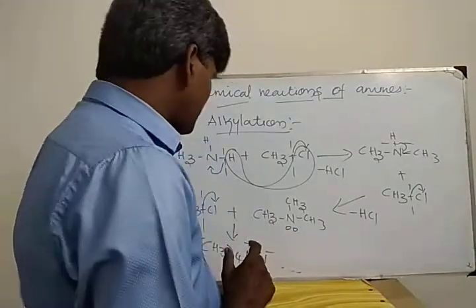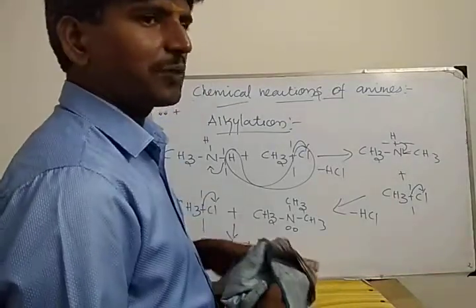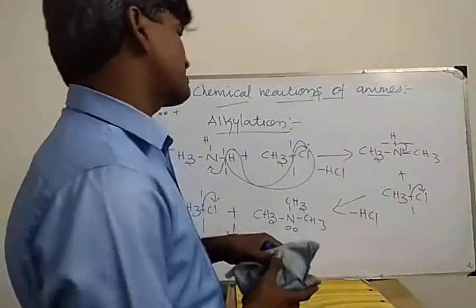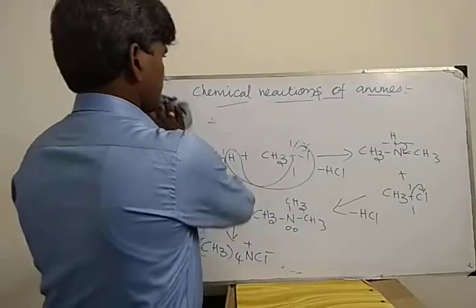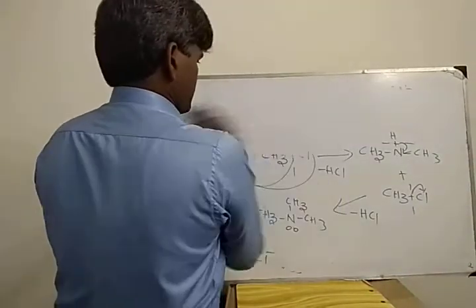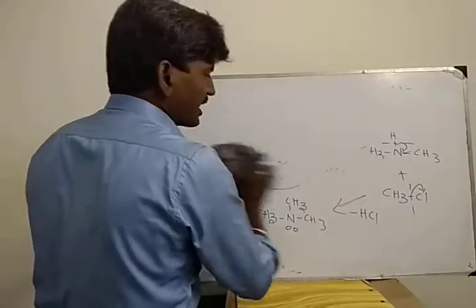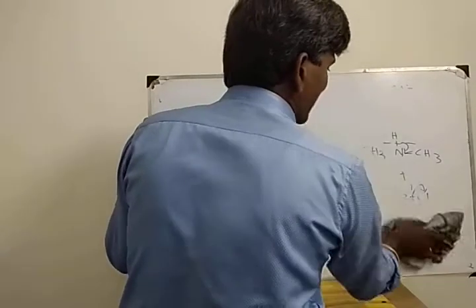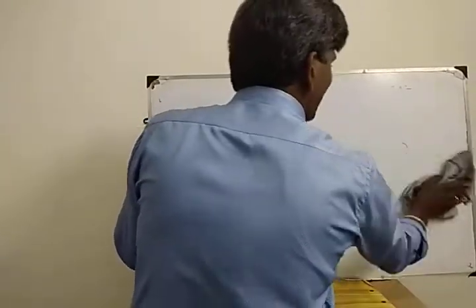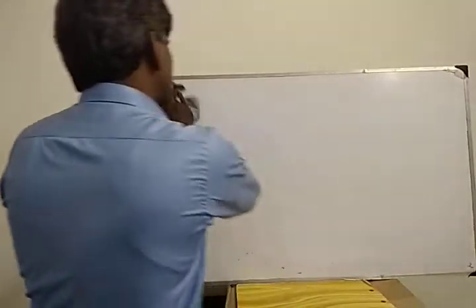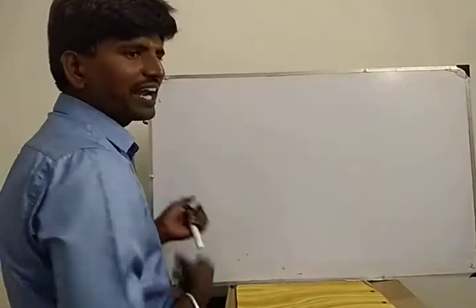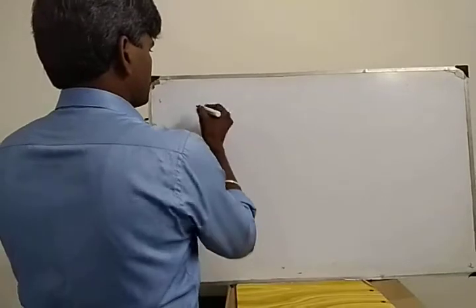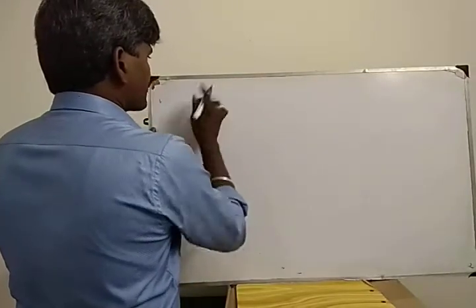Next one is acylation. Next topic, acylation. I am going to do the acylation process in amines. Acylation means what? Addition of an acyl group. How will you add an acyl group? By using acid chloride or acid anhydride, we can do acylation. Here I am going to add acid chloride. Topic is acylation.